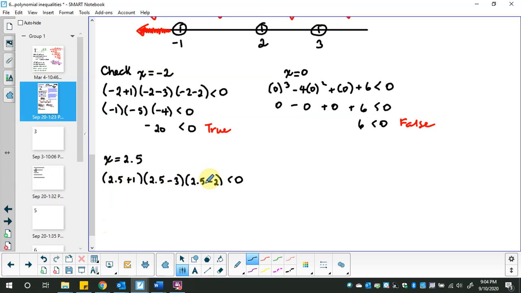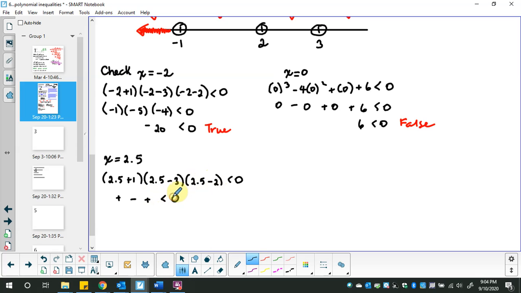So these things right here, when we figure out the contents of the brackets, they'll be multiplied together. And there's multiplying rules for positives and negatives. So all I have to do is figure out what sign this has. So 2.5 plus 1 is 3.5, and 3.5 is positive. 2.5 minus 3 is negative 0.5, so that bracket is negative. Then 2.5 minus 2 is positive 0.5.